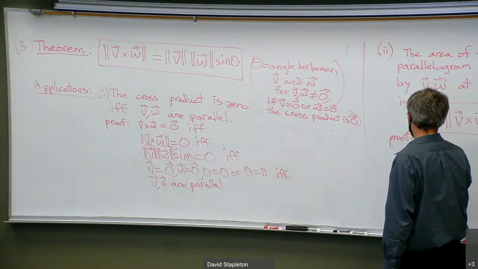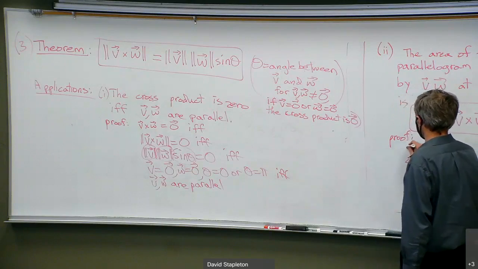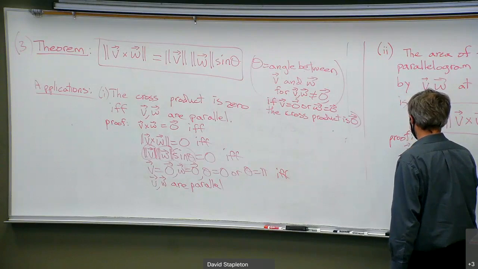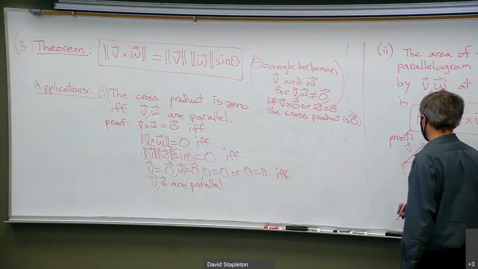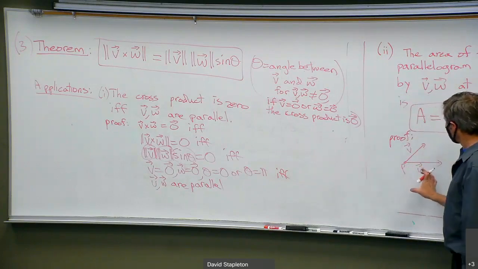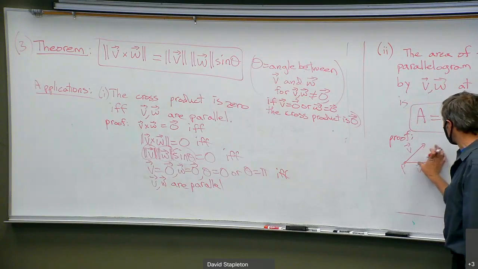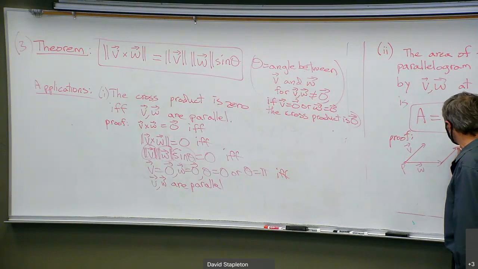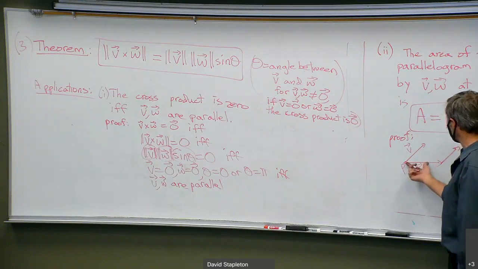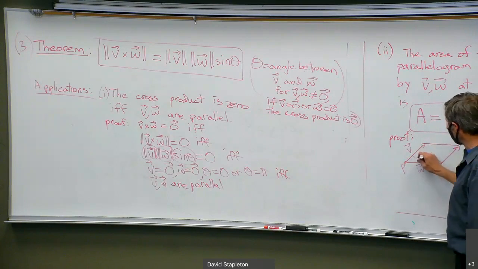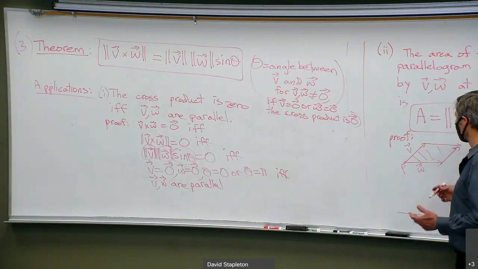If you take any parallelogram determined by V and W at point P, what do I mean by the parallelogram determined by V and W? I mean, there's only one parallelogram with these two as two of the sides, right? I take this V and slide it over here to make a parallel side, or a copy of V. I take W and parallel transport it up here to make a copy of W. And that's the parallelogram they determine. There's only one parallelogram, right?